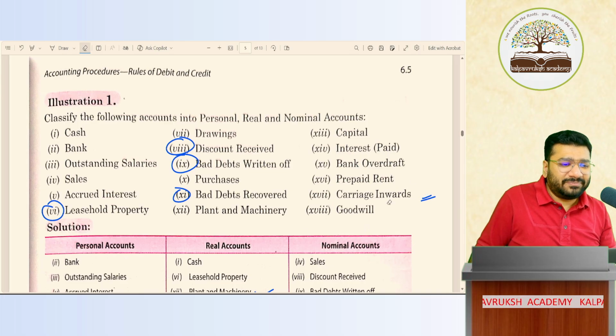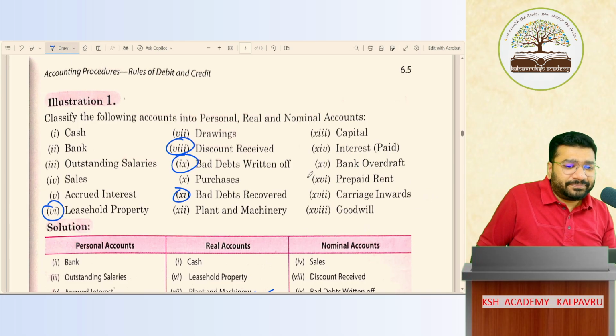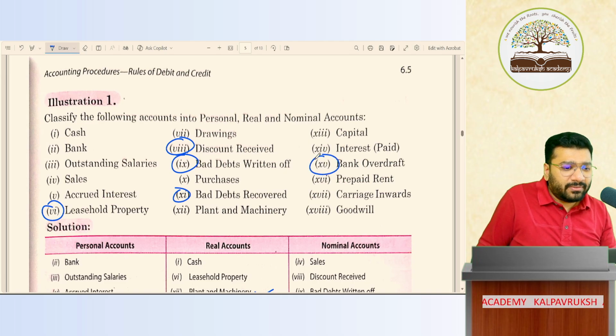Shall we finish? One last question and we'll finish. What am I left with? Bank OD I'm left with. That's all? Okay. Leasehold property.